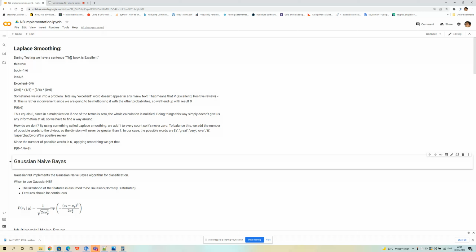So let's say we have a probability for this. "This" occurred two out of six words, let's say in the positive review, and "book" occurred one time, so one out of six words, and let's say "is" occurred three out of six words. But the problem is "excellent". This word is not there as part of training, so it will be 0/6.